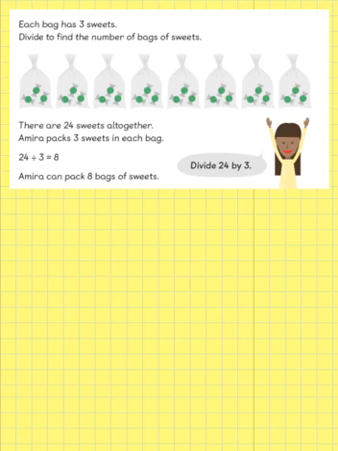If we have a look, we can double check, and indeed there are 8 bags with 3 sweets in. So we can use that inverse operation of multiplication to check our division calculation. It says that Amir can pack 8 bags of sweets. Now this is correct. There's no issue with this being a correct answer. But I wonder if that's the answer that you came up with. I wonder whether there were any other possible answers that might exist.